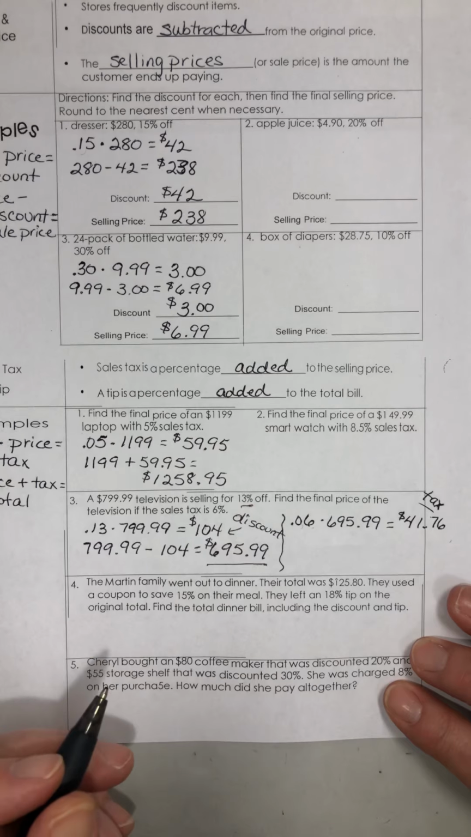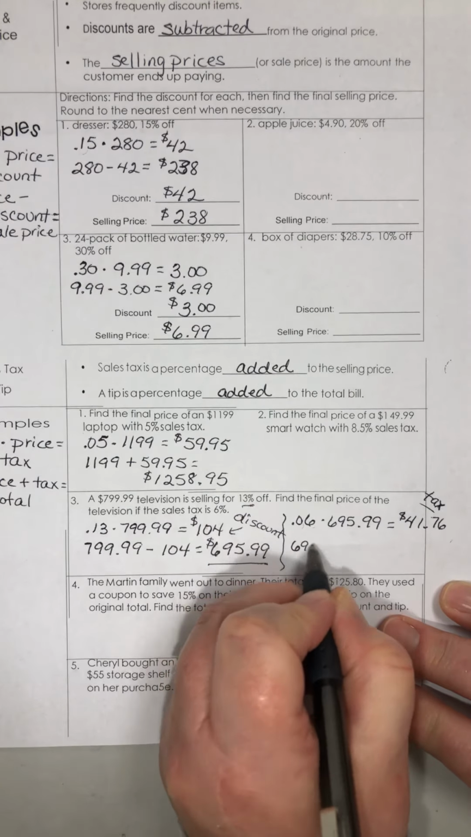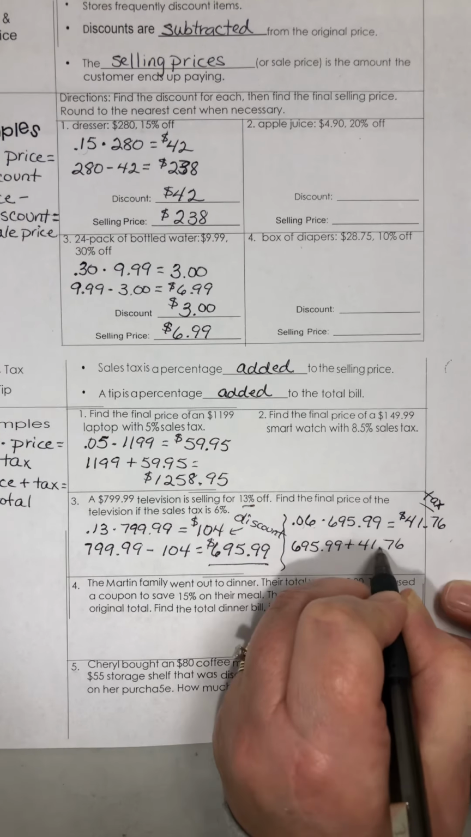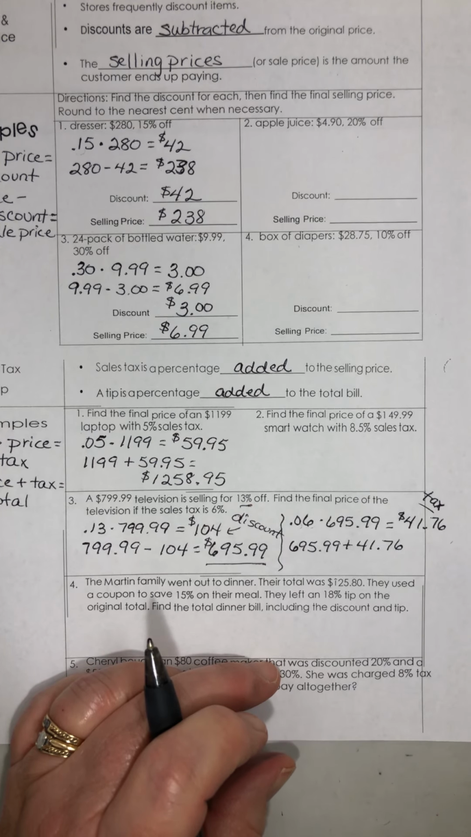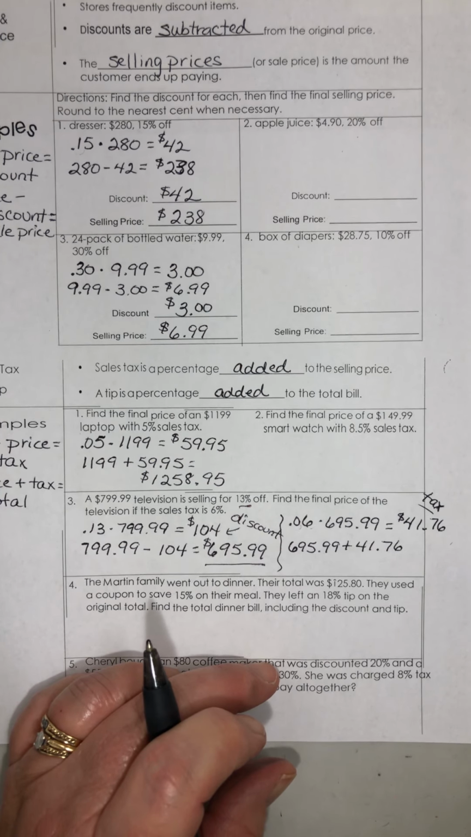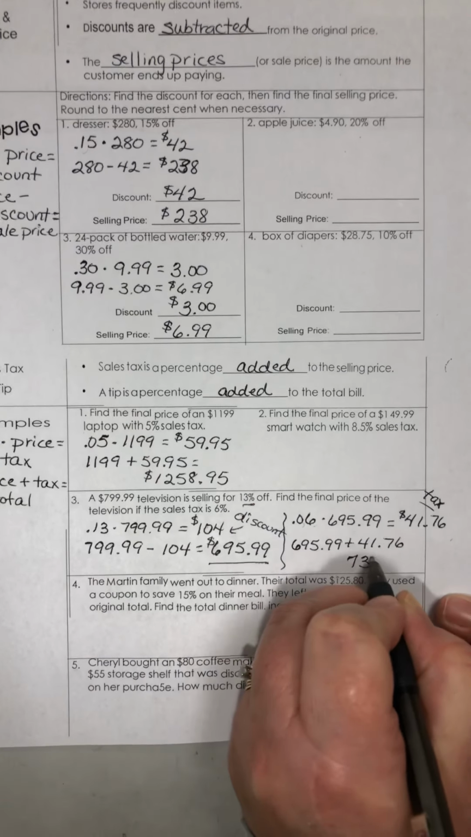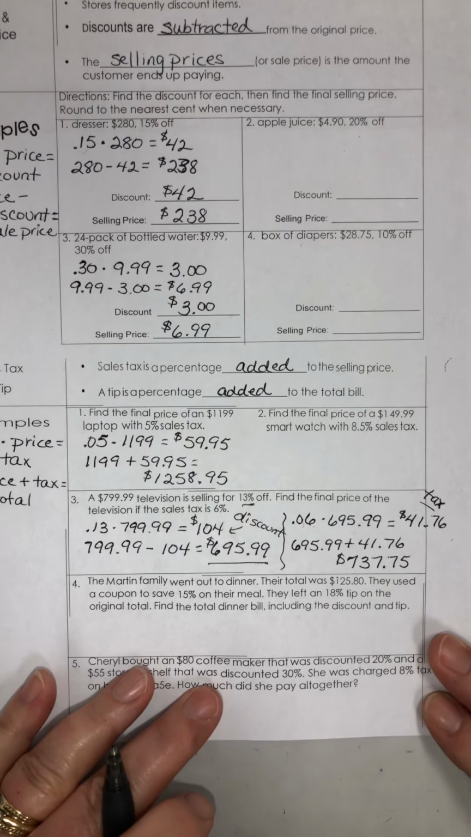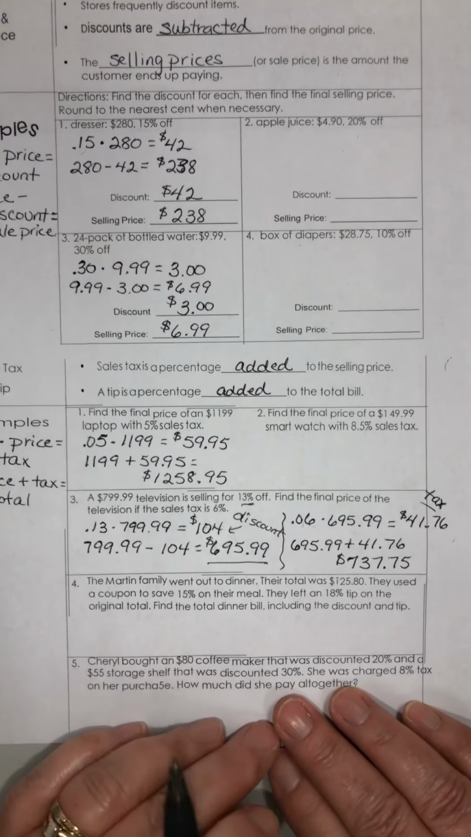Okay, remember what they do with tax? They add it on to the price. So $695.99 plus the tax. Drum roll. We will pay $695.99 plus 41.76 equals $737.75 to take that television home with you. All right. Whew, that took a lot.